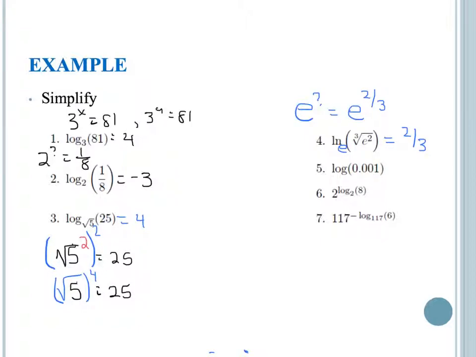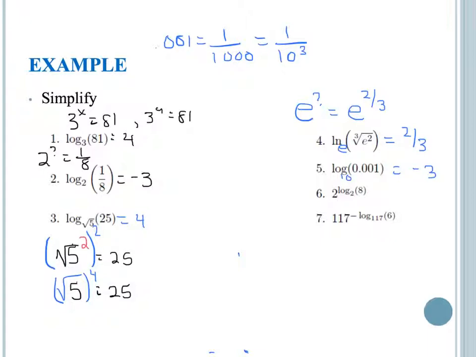Then in number 5, there's no base there, so it's base 10, and 0.001 is 1 over 1,000, which is also 1 over 10 to the 3rd. So if I take 10 to the negative 3, I would get 1 over 10 to the 3rd.